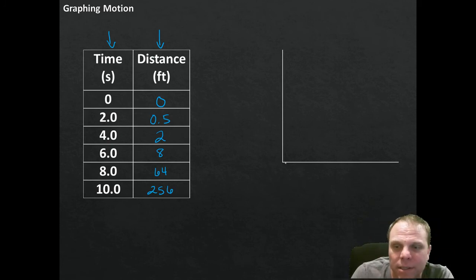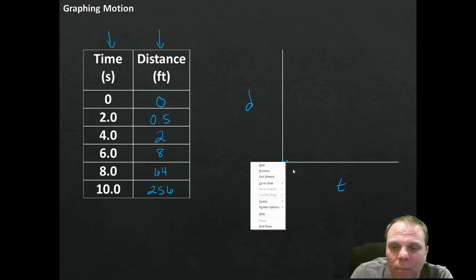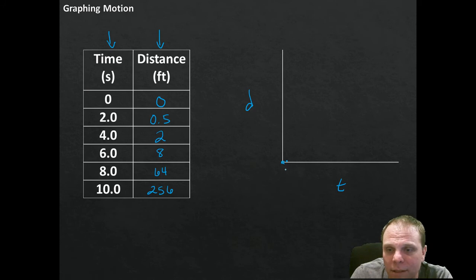Let's graph this and see what happens. Again, this is our distance and this is our time. We start at zero, and then it barely moves at all in that first 2 seconds. So we're going to do a 10 second interval here. So zero, and then let's do 2, 4, 6, 8, 10. Let's just pretend like those are pretty regular. I'm not sure how regular they really are.